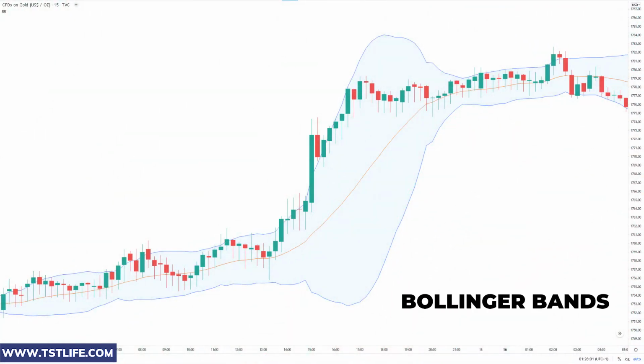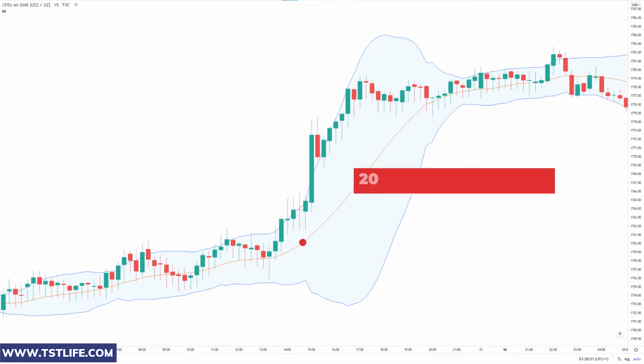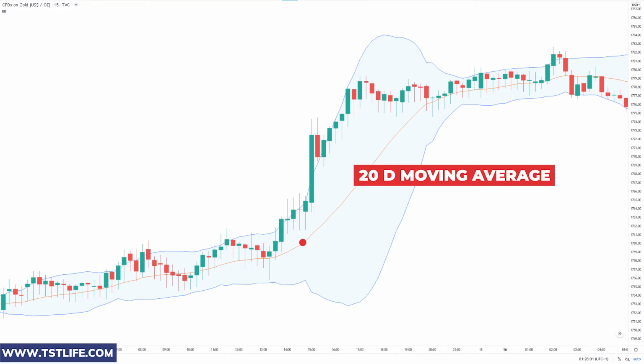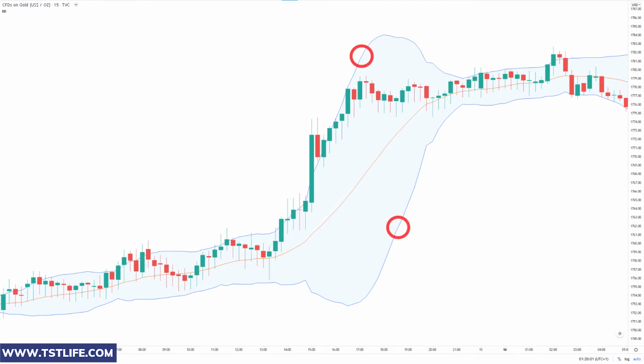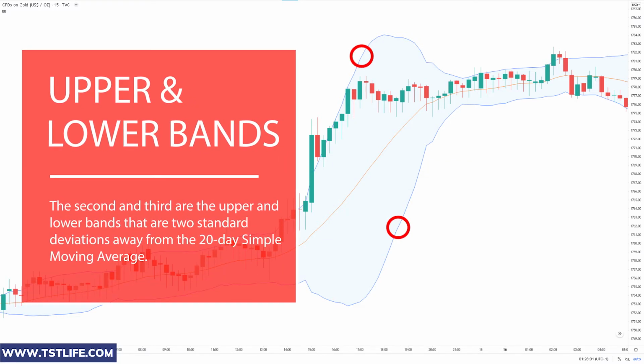Bollinger Bands were developed by John Bollinger in the 1980s and are commonly used to measure the volatility of an asset. Here is what Bollinger Bands look like on gold. There are three components to Bollinger. The first one is just a simple 20-day moving average, which is represented by the middle band. The second and third are the upper and lower bands that are 2 standard deviations away from the 20-day simple moving average.